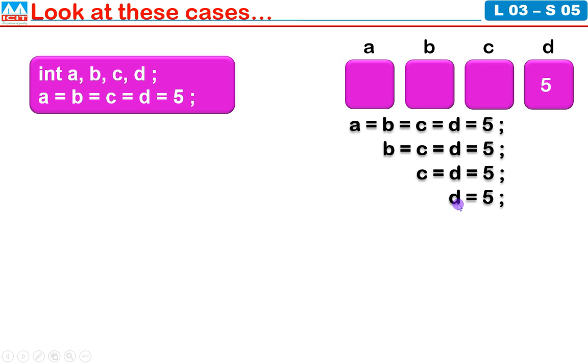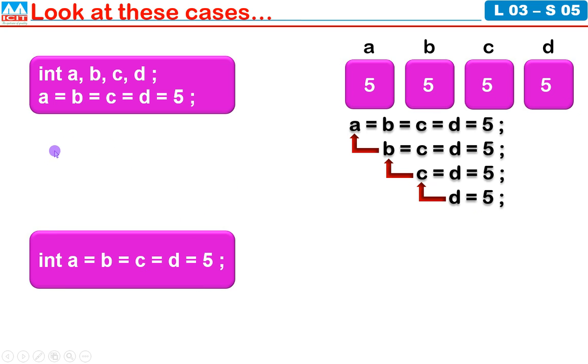5. First of all, this 5 will be stored in the variable d, and then this 5 will be stored in the variable c, and then this way 5 will be stored in the variable b, and finally in the variable a. Okay, how did we write int a equal to 5? We wrote int a equal to 5.